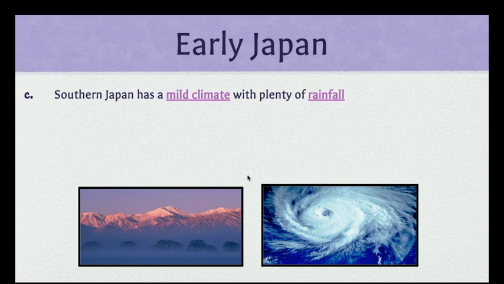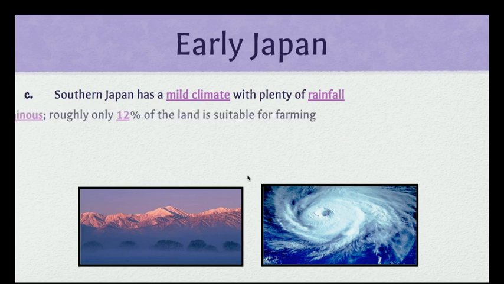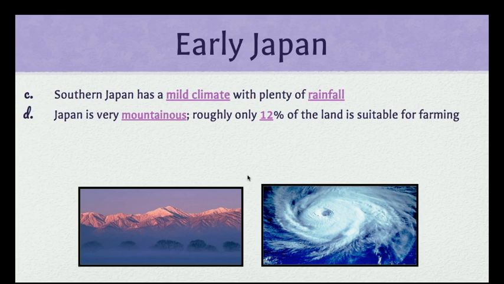Southern Japan has a very mild climate with plenty of rainfall. It is a fairly nice place to live for that reason. But when it comes to agriculture and civilization, Japan is not super hospitable. Japan is very mountainous, with roughly only 12% of the land being suitable for farming. We said 10% in China, 12% here in Japan. So you really have to find ways to get resources in other ways.